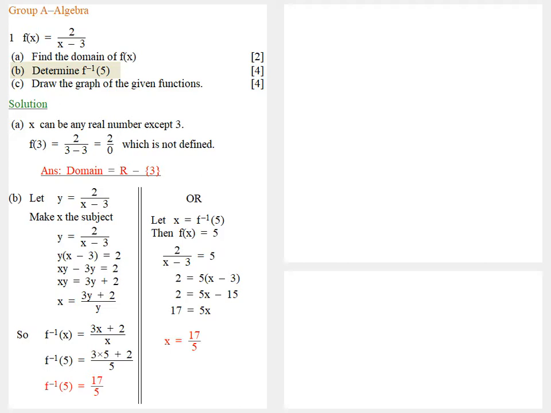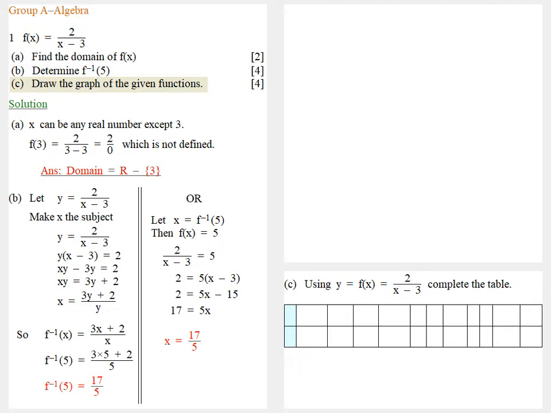Now, for part C, we want to draw the graph of the given function. So, let y equal f(x), which is equal to 2/(x - 3). And we want to draw out a table. We're going to choose values of x. Now I've chosen them from minus 3 going up to 7. And we want to work out the values of y.